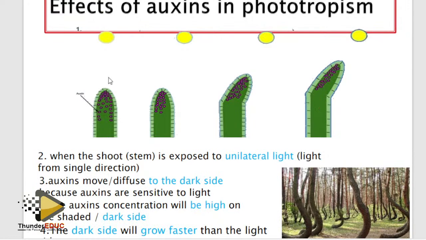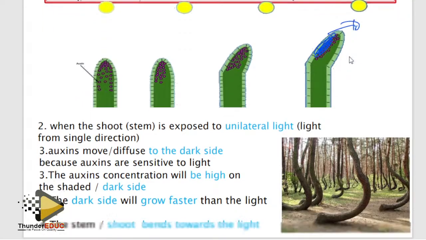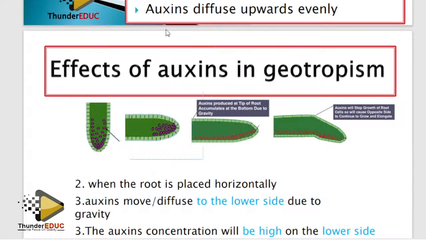What you need to know is that auxins are found at the tip. Auxin causes growth in shoot. In a root, it limits. So where there is a high concentration of auxins, there will be faster growth in shoot, while in roots, where there is a high concentration of auxin, there will be slow growth.